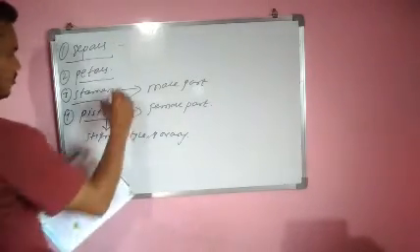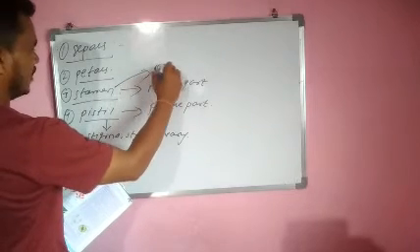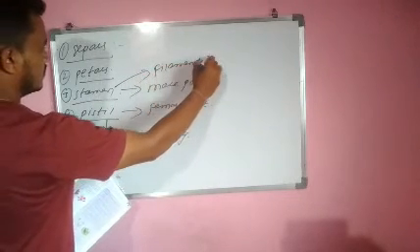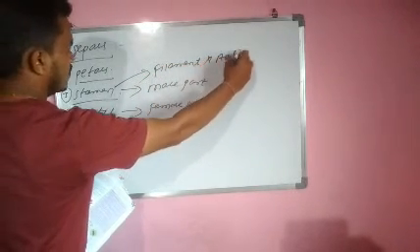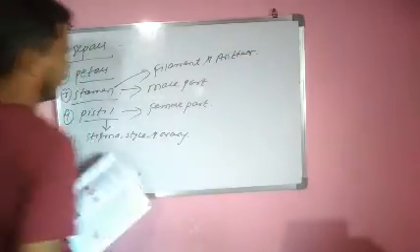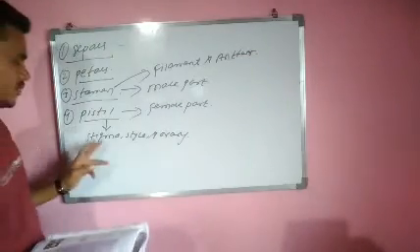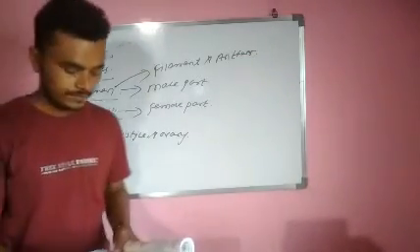और स्टेमिन में क्या रहता है तो it consists of filament and anther. So pistil consists of the stigma, style and the ovary.